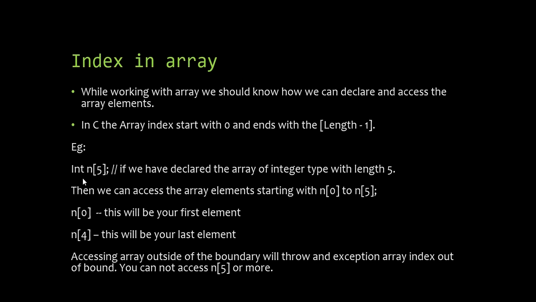Suppose that we have declared int n[5], an array of integer data type with length 5. Then we can access the array elements from n[0] to n[4], where n[0] is the first element and n[4] is the last element. Accessing outside the boundary will cause an error that the array index is out of bound. You cannot access n[5] or more.